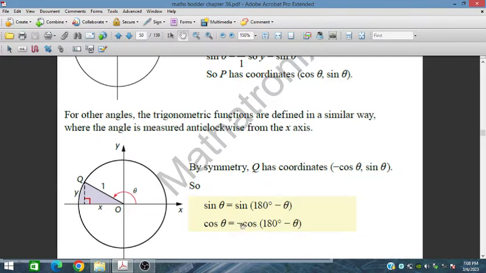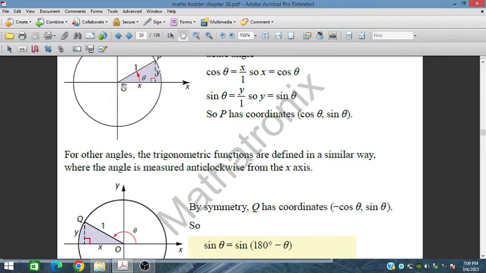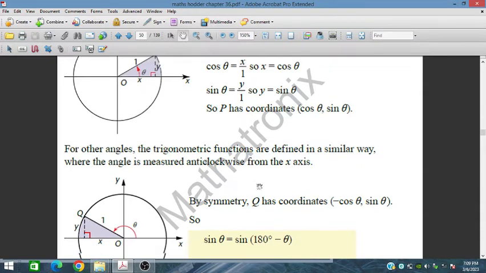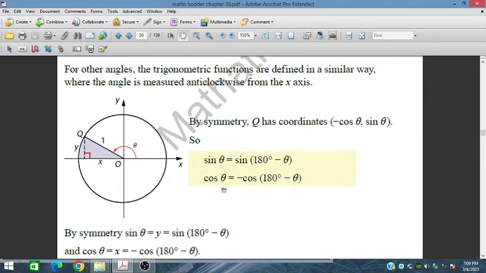If we change the sign here, so this negative sign with the positive sign here, this becomes minus cos theta and sin theta. Sin theta is positive because y is positive here, and on the other side cos is negative. Here cos is positive, that's why this is minus cos theta.